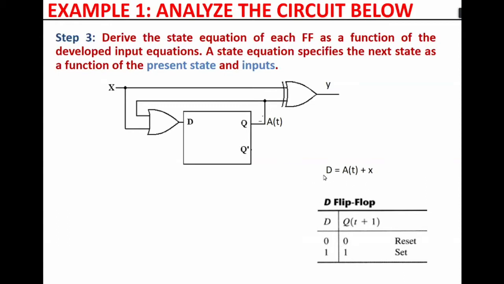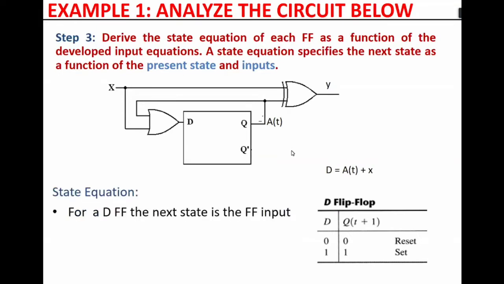So what are we saying? A(t+1) is just D. The output here is just what is at D. The logic that is at D is transparent, and is seen at the output at the clock edge. So for a D flip-flop, A(t+1) equals D.